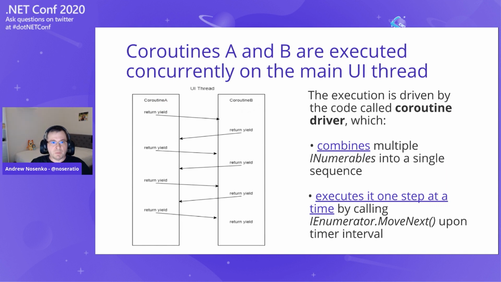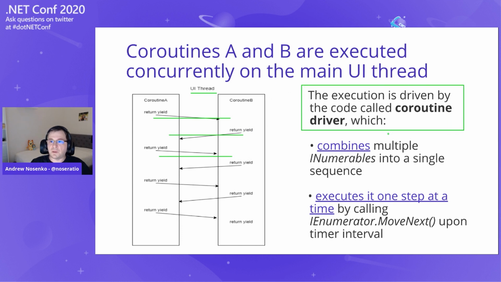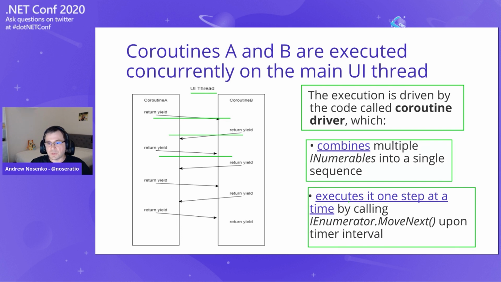The workflow goes like that. So we have that UI thread here. We have coroutine A that yields to B, B yields to A, yields to B, and on and on. And the execution is driven by the code which we called coroutine driver. The purpose of it is to first of all start, suspend, resume, and end coroutines. In our example, it also combines multiple IEnumerables into a single sequence, because we want to interleave A and B. And then it executes that resulting sequence one step at a time by calling IEnumerator MoveNext upon a certain time interval.